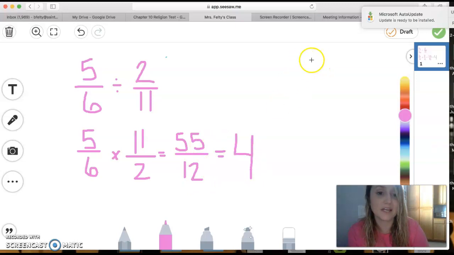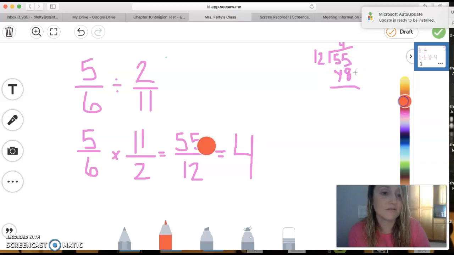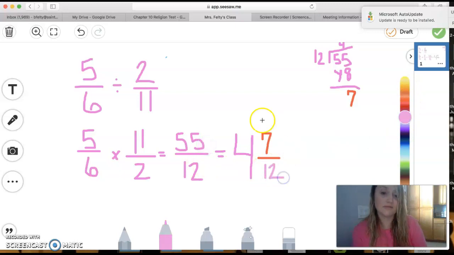So it would be 48, and I can show you over here too. Okay, so 12 goes into 55 4 times. It would be 48. Then 55 minus 48 would be 7. Okay, so that would be our numerator, and then the denominator stays the same. That would stay 12. Okay, so that's it.